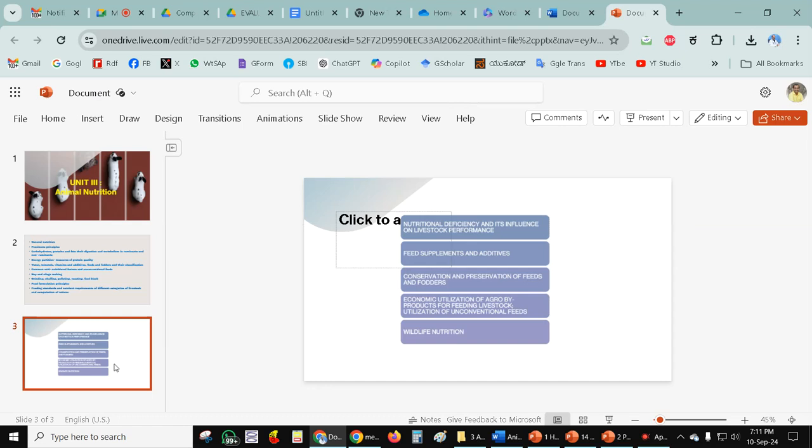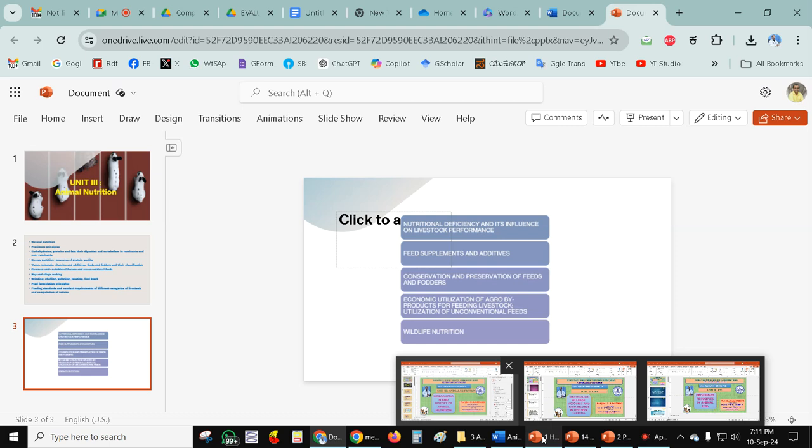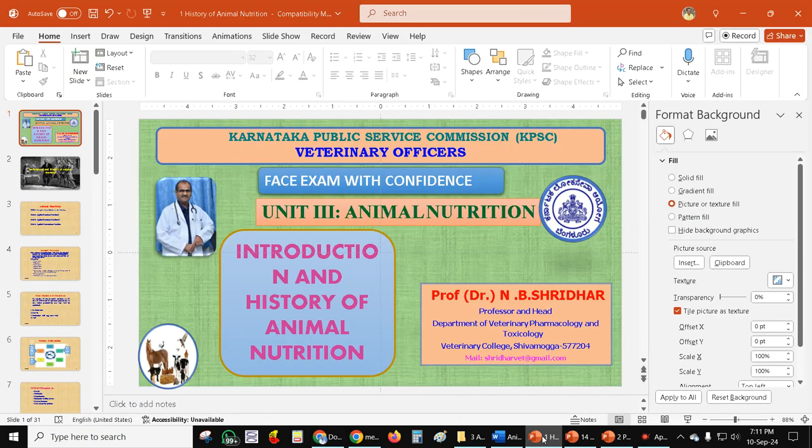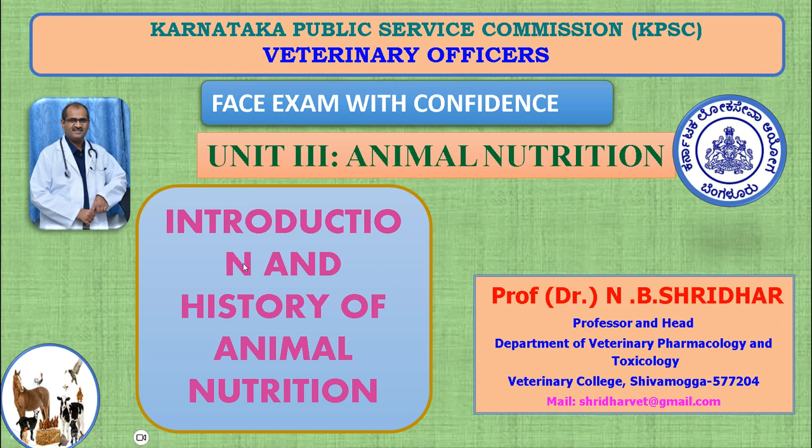So these are all the things which we need to cover in this chapter. Now we will take up the first chapter, introduction and history of animal nutrition. That's the first chapter: introduction, what is nutrition, etc. Then also the history part of animal nutrition. This is Unit 3.